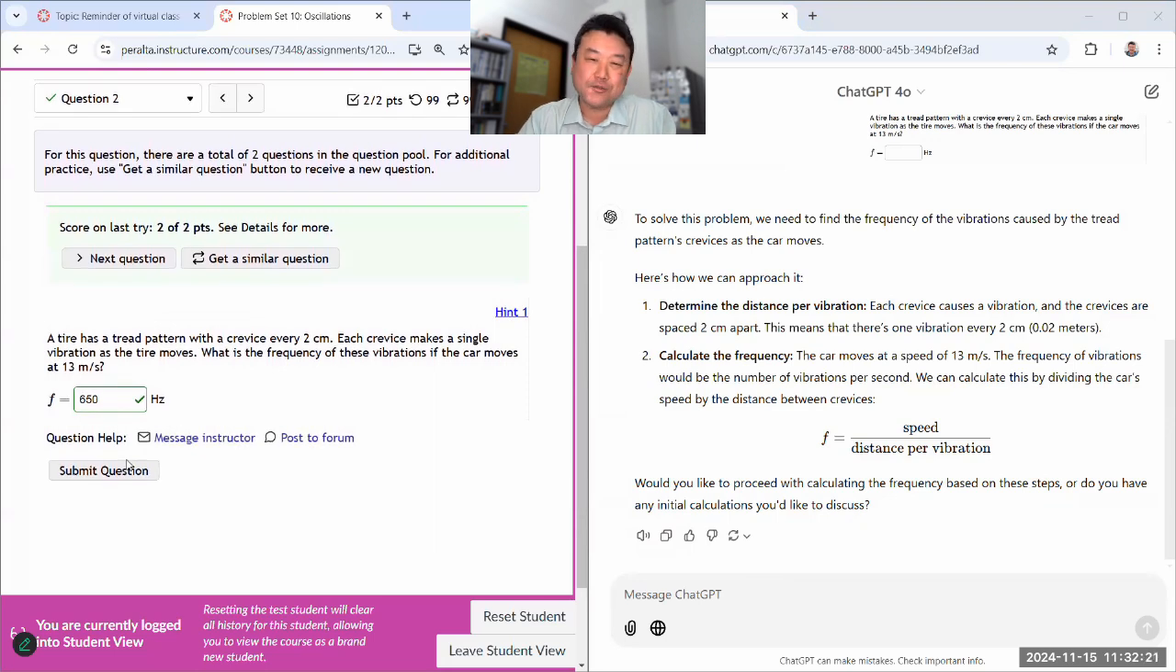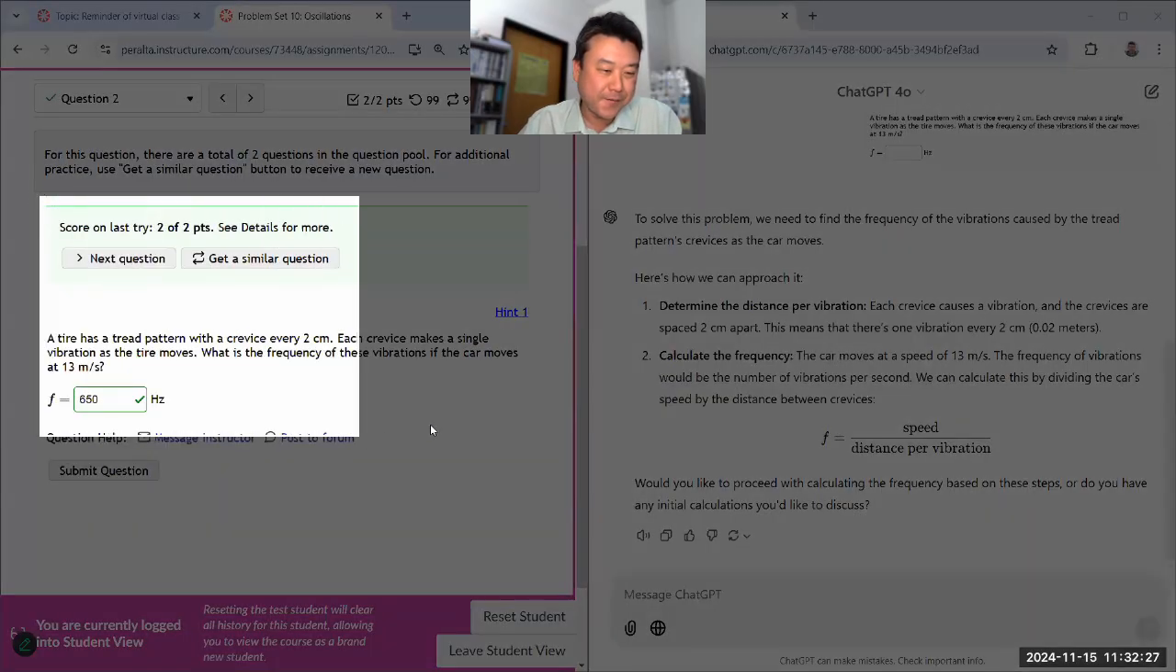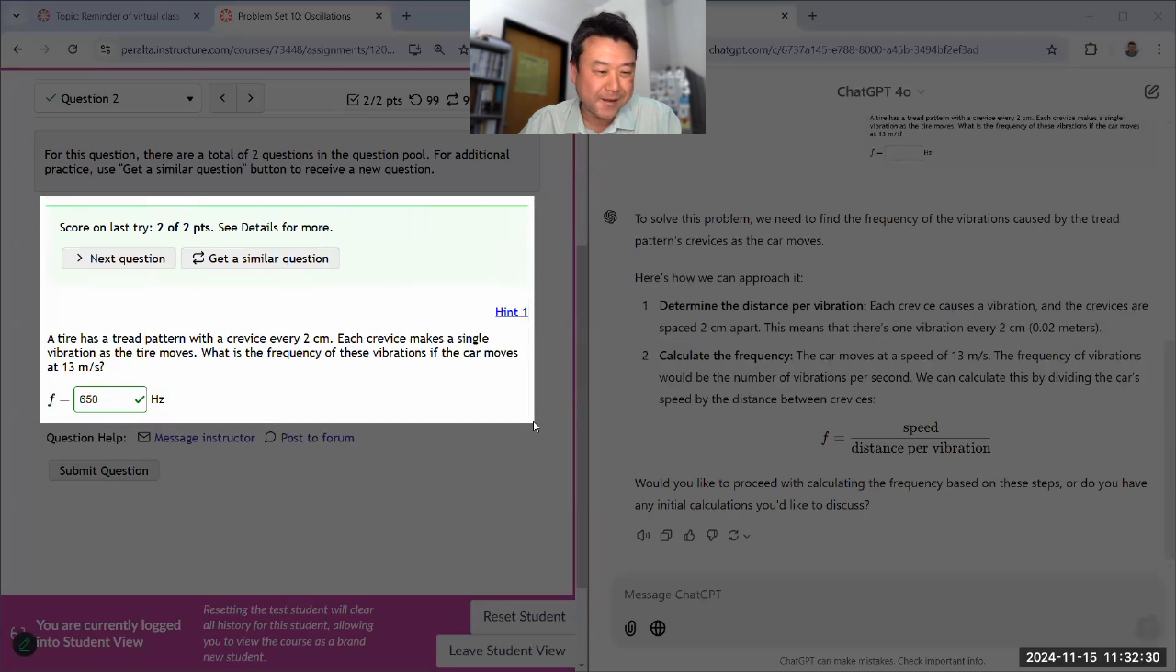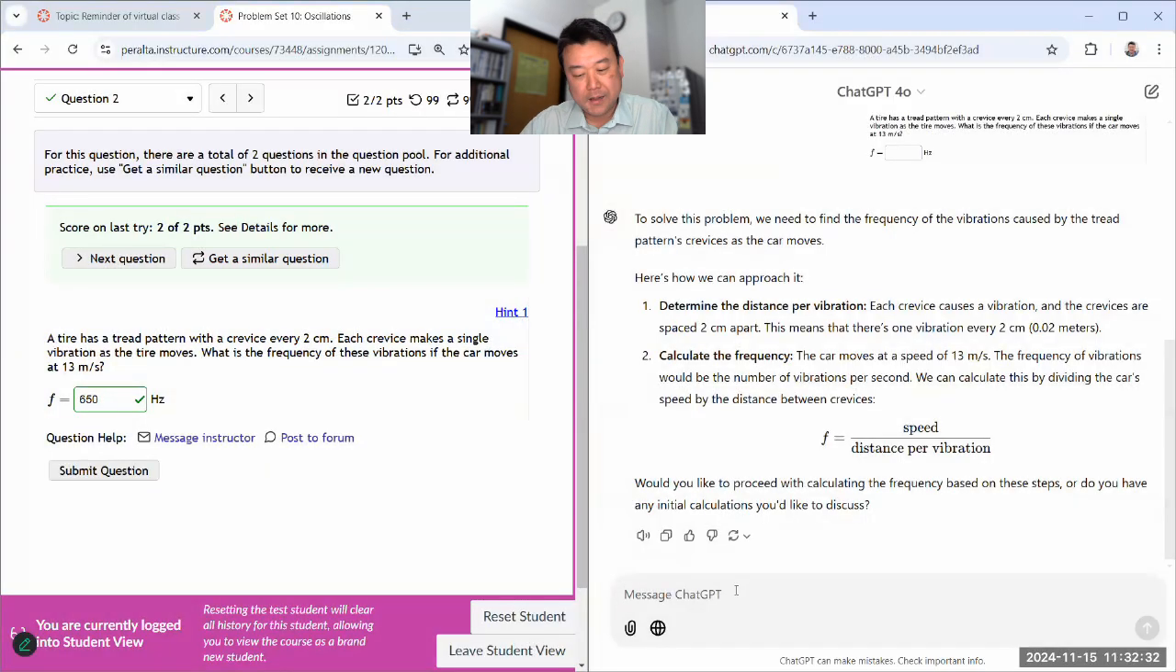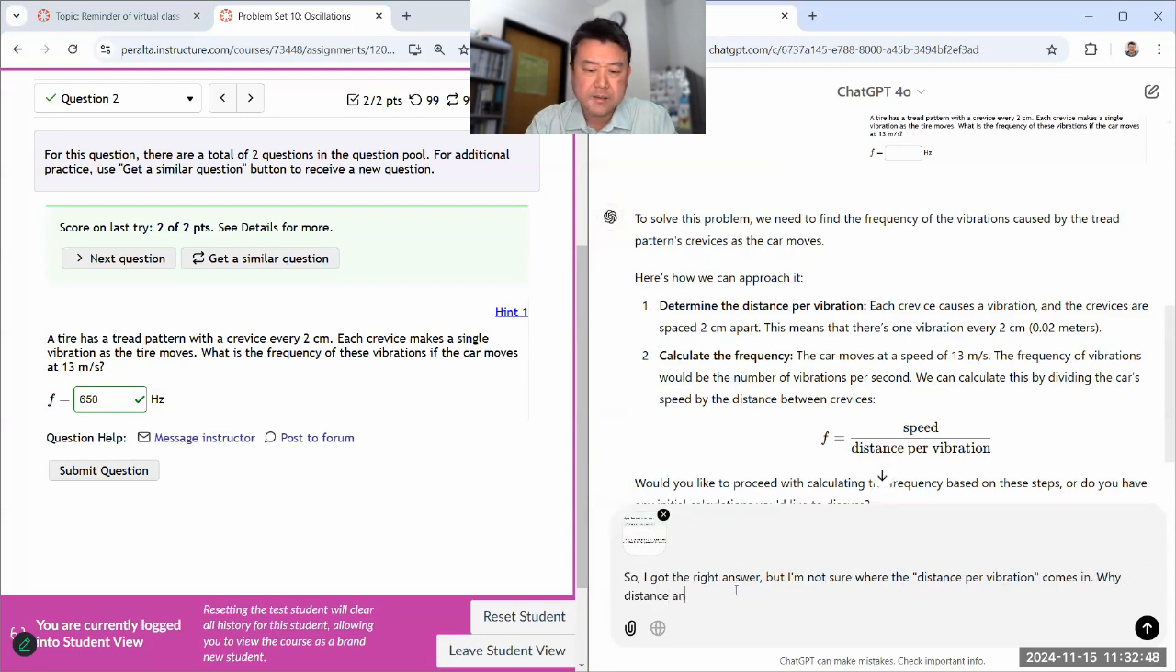The easiest trap for me is the kind of question where I think I can do the mental math, and if it turns out to be difficult, I'll attempt the mental math and get it wrong. So I'll ask this question. I got the right answer, but I'm not sure where the distance per vibration comes in. Why distance and not time?